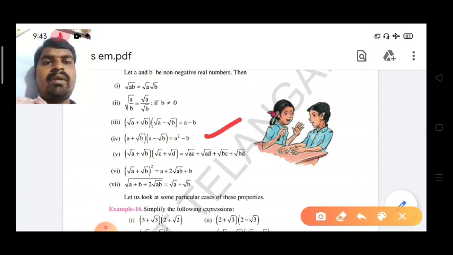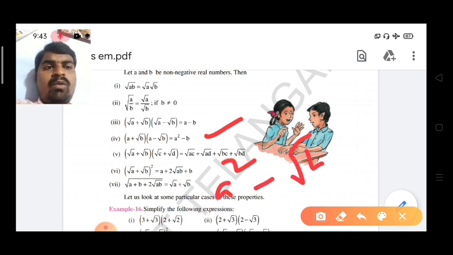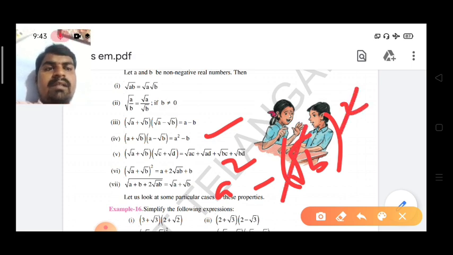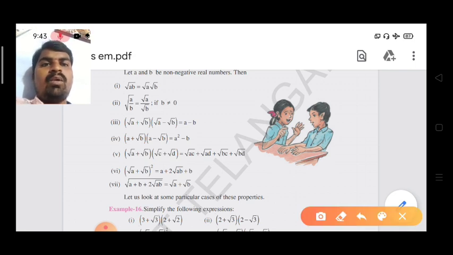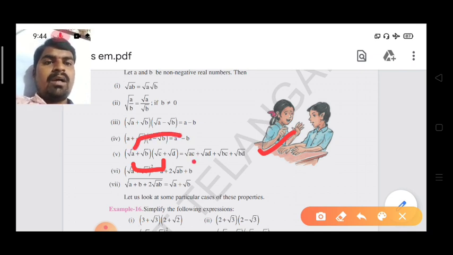And the fourth one: A plus root B of A minus root B. Very simple, the same formula we have to apply here: A square minus B square. A is there, A square, no problem, minus B square. In place of B, root B is there, so the square root gets cancelled. So A square minus B. And next, different root numbers: under root A plus root B of root C plus root D. We have to multiply, and you will get this answer. Because under root A into under root C is under root AC, under root A into under root D is under root AD. We have to multiply the two numbers.